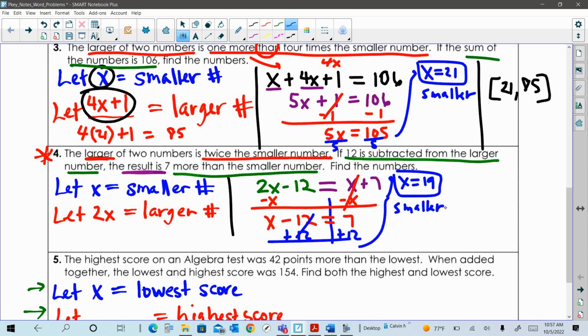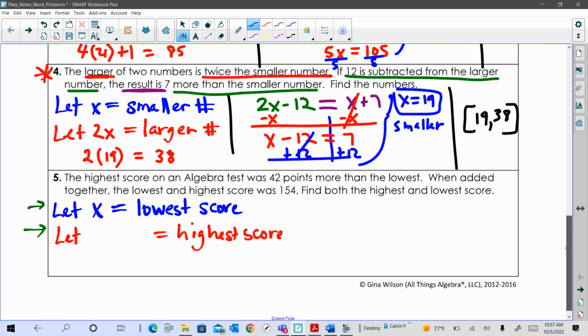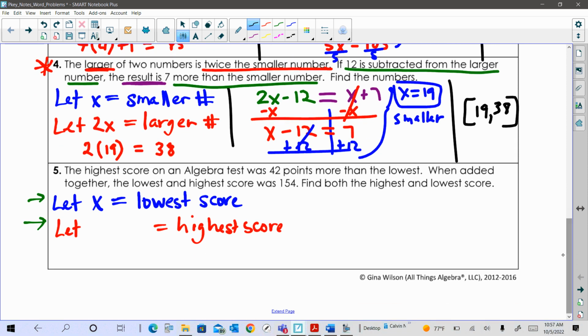Plug it back in to get the larger. So that means we're doing 2 times 19. This would give us 38. So our solution is our bracket 19, comma 38. All right, 5.